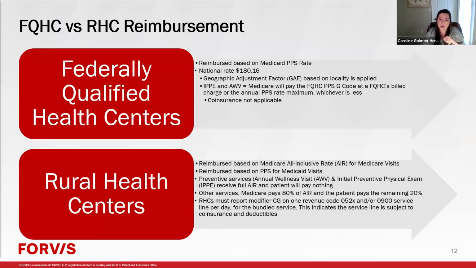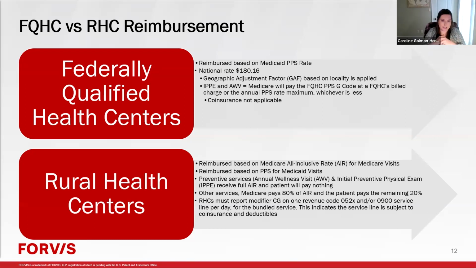So now that we know the basics of the FQHCs and RHCs, the biggest issue here is: how are they reimbursed? How are these FQHCs and RHCs going to get paid? This is where a majority of the differences are. An FQHC is reimbursed based on the Medicaid PPS rate. For those Medicare visits, FQHCs are reimbursed using the GAF, the Geographic Adjustment Factor. It is based on locality, and it is used against the base rate.